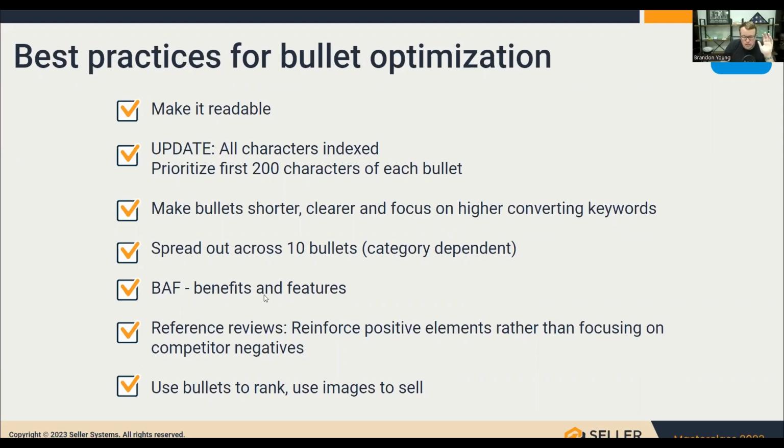Benefits and features, very important. That's the top bullet: benefits, features, and images. Anthony's going to have great practices here for you to get your content right for your launches to maximize your success. So he's going to come in soon and do that next. And then reference reviews, reinforce positive elements rather than focusing on the competitor and negatives. So talk about your features. Don't talk about anything negative. You want people in a good mood to buy, and then use bullets to rank, use images to sell.